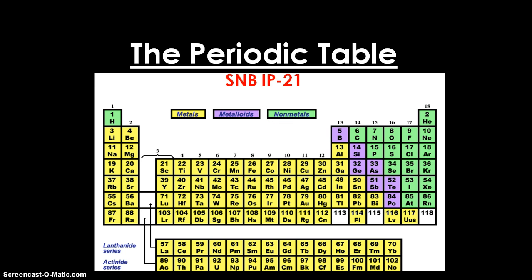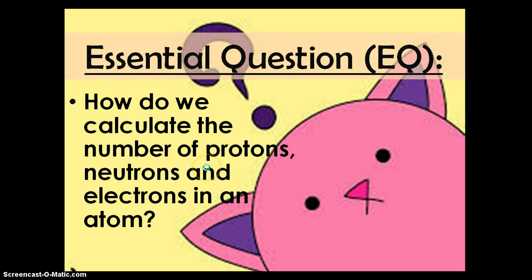You should also have a periodic table that's colored with 3 main colors. In my periodic table, the yellow represents the metals, the purple represents metalloids, and the green represents nonmetals. Make sure you've made a color code key so you know what each one stands for. The essential question for your notes is how do we calculate the number of protons, neutrons, and electrons in an atom?